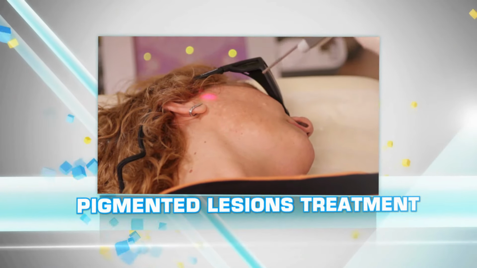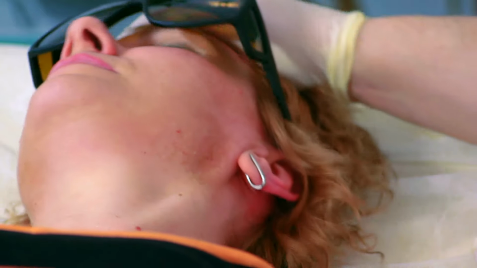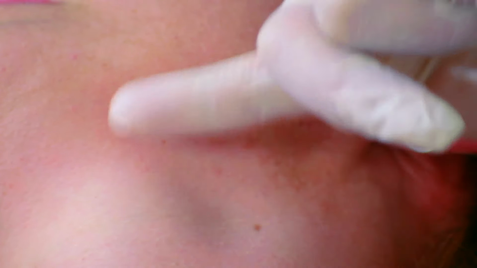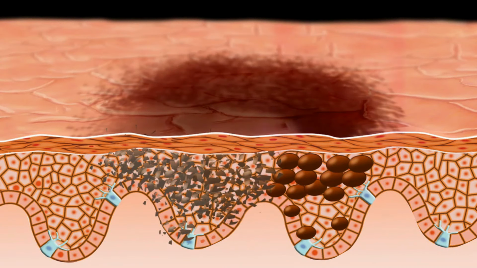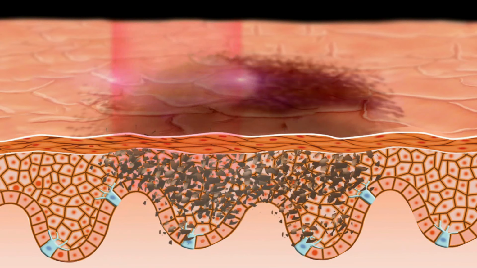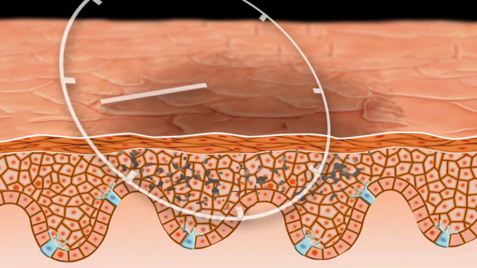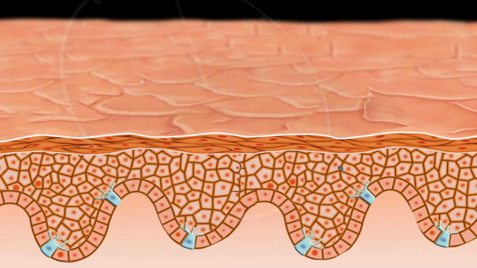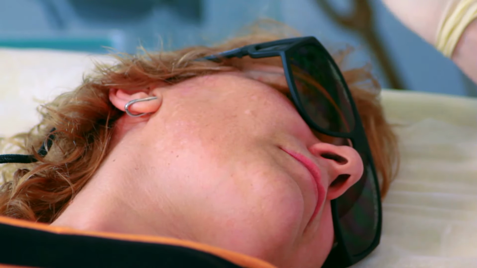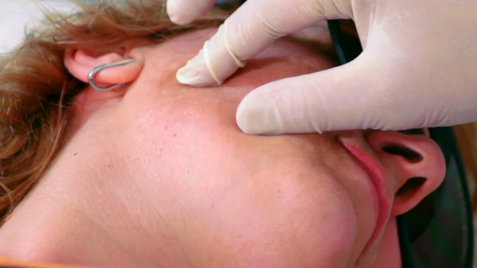Pigmented lesions treatment. The mechanism of removing pigmented lesions lies in efficient absorption of alexandrite laser radiation by melanin in plenty contained in the pigmented spot area that leads to destruction of melanocytes. Residues of melanin-containing cells are gradually removed from skin due to phagocytosis ensured by fibroblasts and macrophages. As a result, in 3-4 weeks after the treatment, skin acquires its natural color.